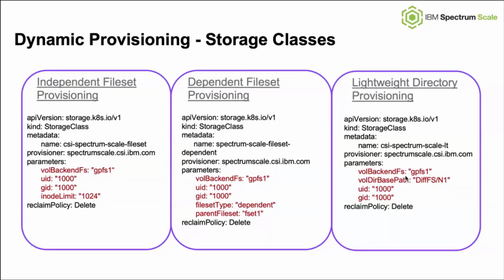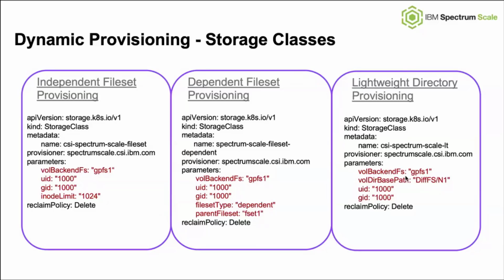We also support dependent fileset provisioning, wherein you need to give a parent fileset name in the storage class, and the rest of the parameters can remain the same as for your independent fileset. Now, we also support directory-based provisioning, which is termed lightweight provisioning. This is typically used if you need to create a large number of persistent volumes or PVCs.